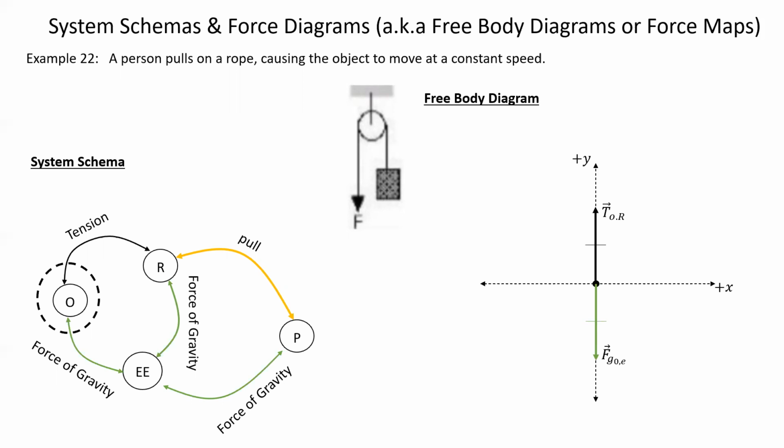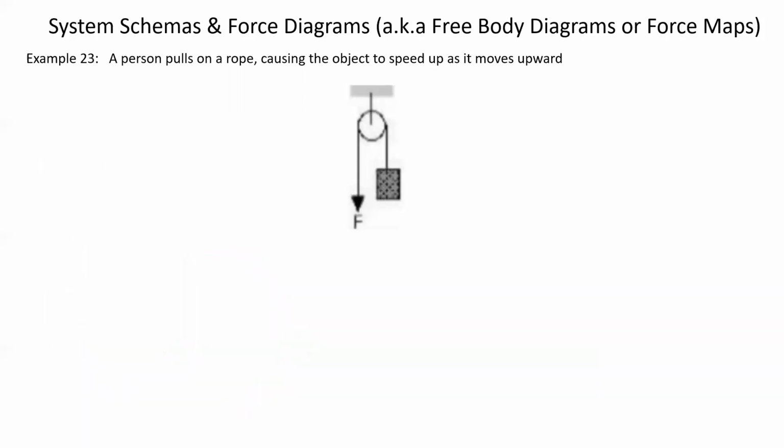The force is exactly balanced because it's moving at constant speed. This force diagram works whether it's moving at constant speed upward or constant speed downward. It's in equilibrium. The net force is zero. The force is balanced.